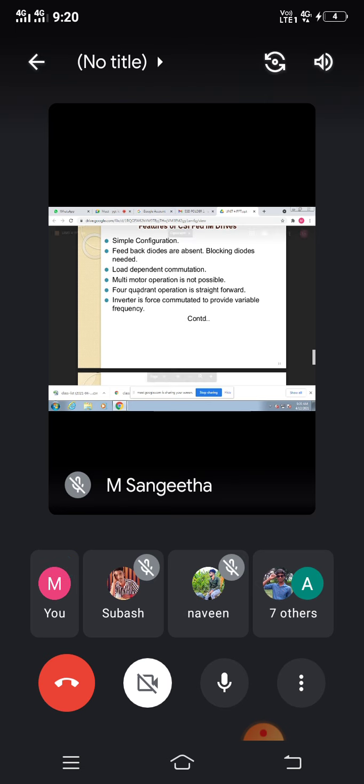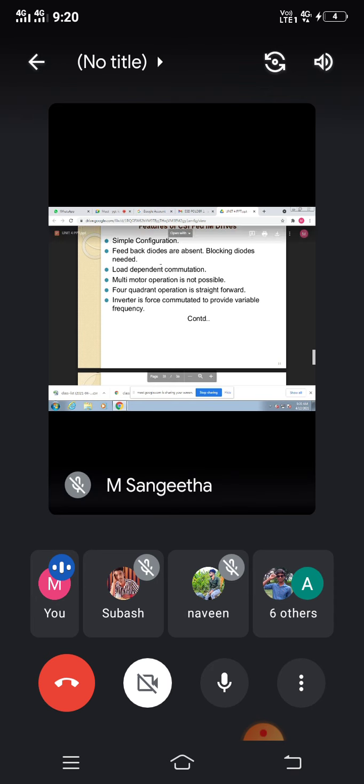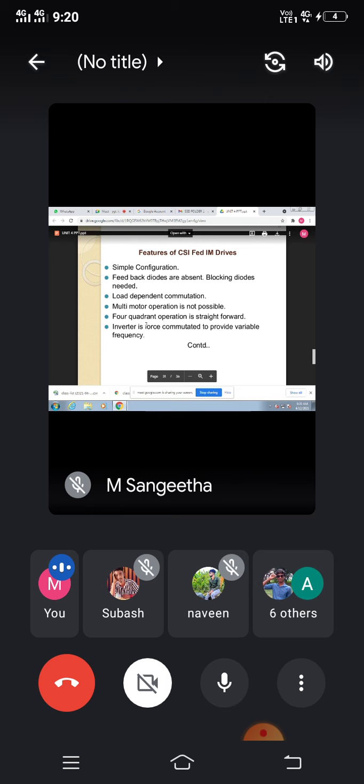Already I told you the drive circuit, or solid state switches, have commutation. Commutation in the sense of automatic turn off, otherwise turn off. The load always has a commutation circuit. The CSI is always used in four quadrant operation, because four quadrant operation is straightforward. So the CSI fed induction motor drive always runs in four quadrant operation.